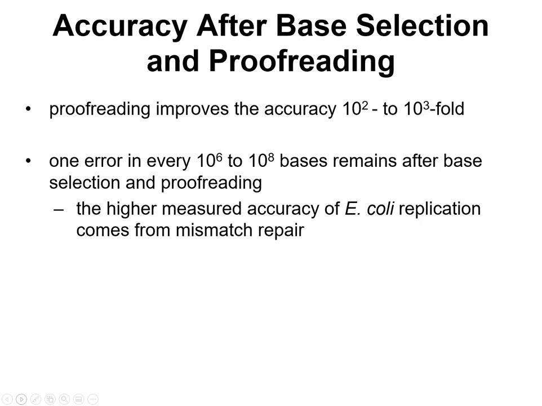So after you do all of the base selection and proofreading from the DNA polymerase, we're still making an error every 10 to the 6th to 10 to the 8th bases. So there must be some kind of mechanism that enhances the accuracy of replication. And where that comes from is DNA repair mechanisms.